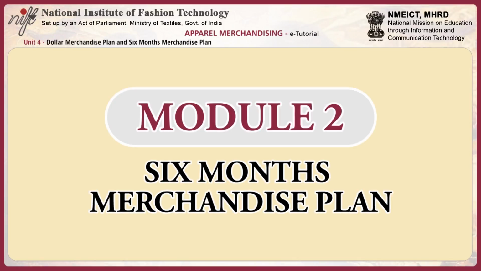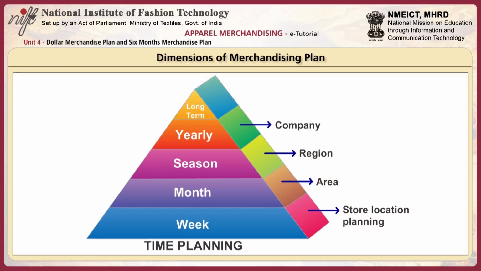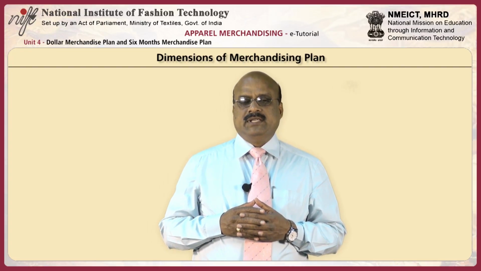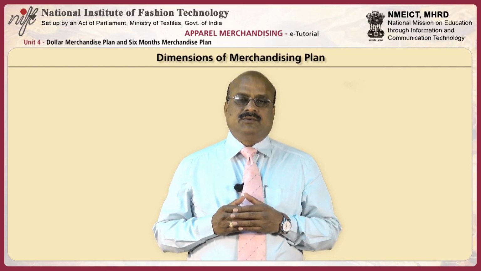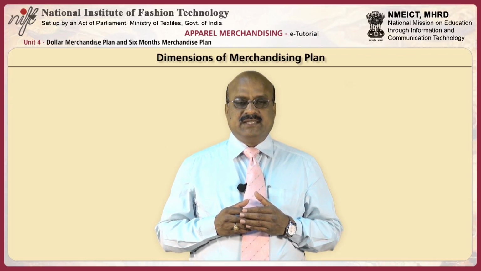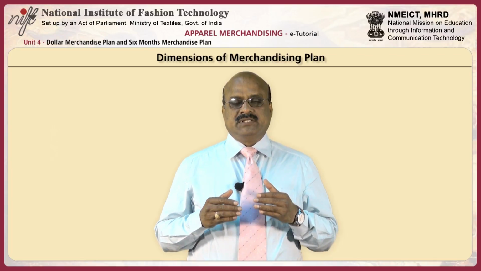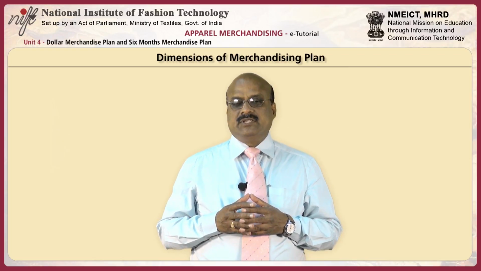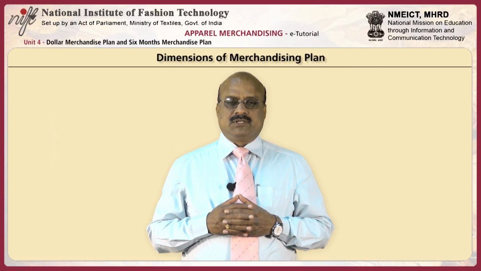This module focuses on the six months merchandising plan. Let us begin by examining the dimensions of merchandise planning. There are three basic steps. One, sales forecast; two, determining the merchandising requirements; three, merchandise control, the open to buy. Let us begin with step one, the sales forecast.